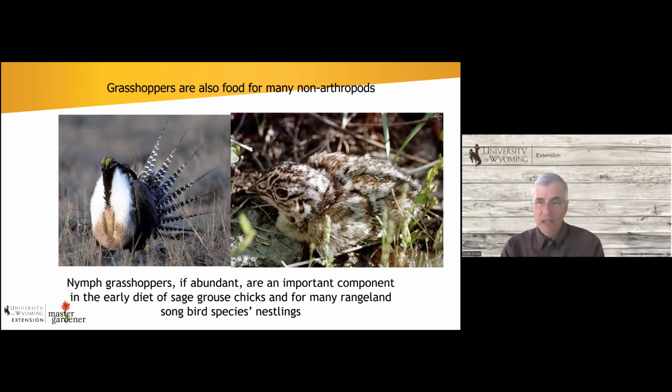Grasshoppers are also food for non-arthropods. If the nymphs are abundant, they're an important component in the early diet of sage-grouse chicks, or for many rangeland songbird species, nestlings. But in many years, like I said, in Wyoming, if the grasshoppers are abundant, they're taken advantage of. If not, they utilize other insect protein.